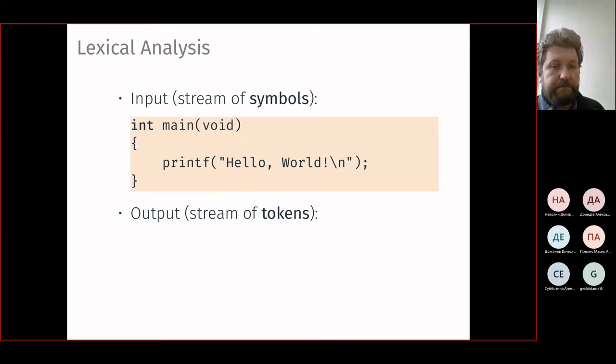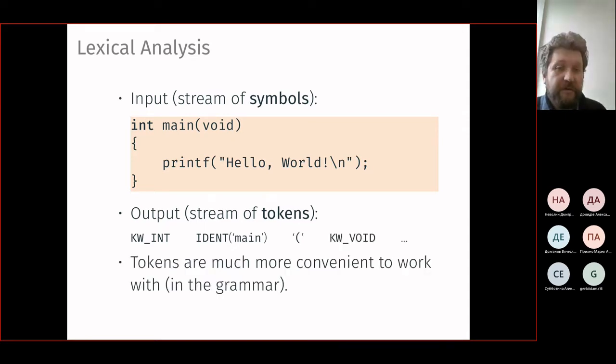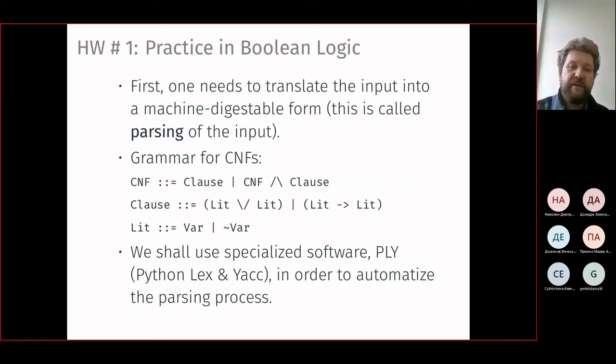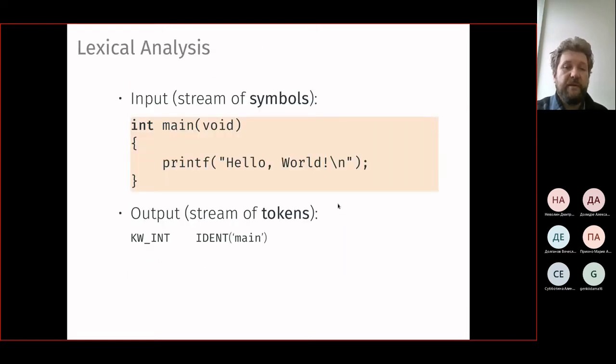Then you replace it with tokens. So first one is keyword integer, then this is identifier called main, just the bracket. Bracket is very important, so it's a specific token. And tokens are much more convenient to work with, unlike just symbols. So for example, in our grammars, probably this implication is going to be just one token instead of being two symbols, because logically it's one.